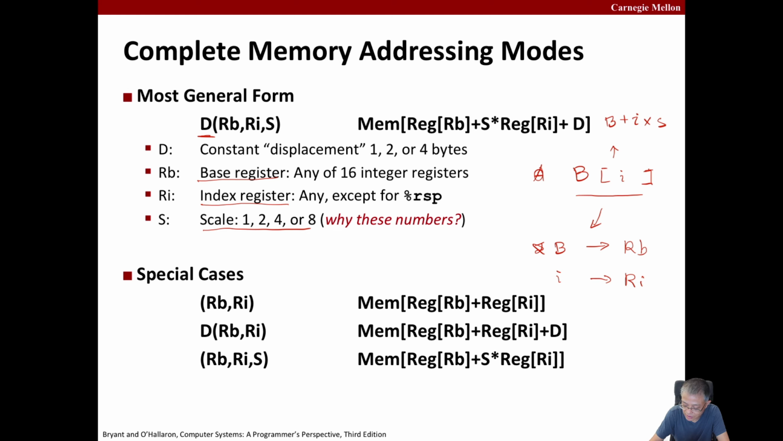So the scale is the element size, right? For an array, our element can be, say, 8 bytes. Then the scale will be 8. Okay, so Intel had this complex memory address format to support this kind of use case to index into our array.